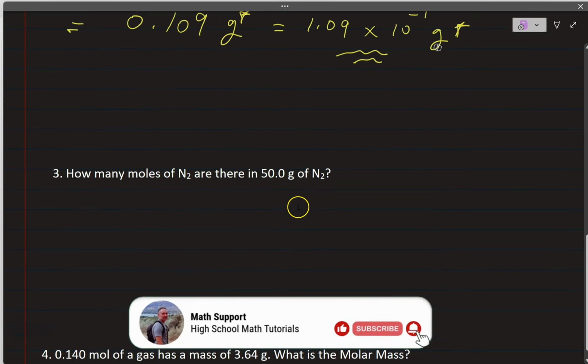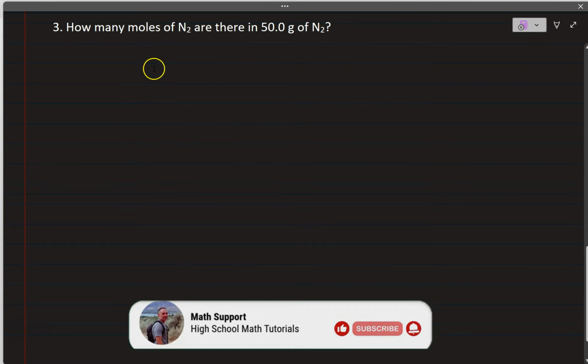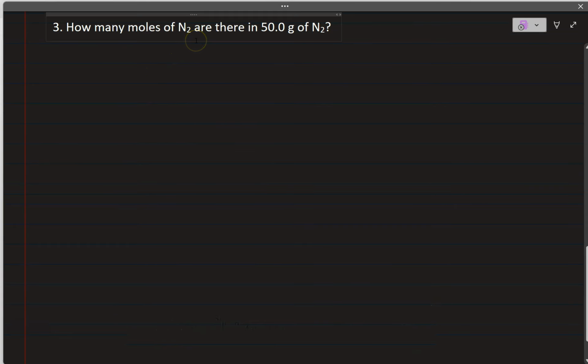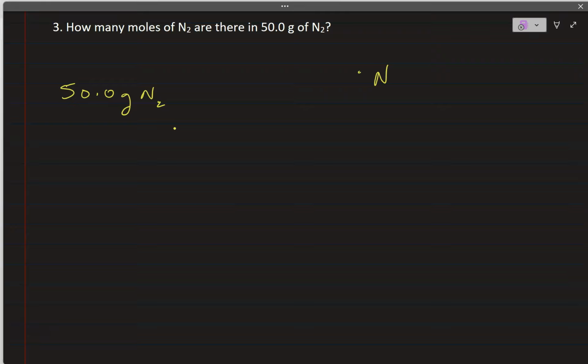Okay, next question. Let's look at this question. How many moles of nitrogen N2, this is a nitrogen gas, are there in 50.0 gram of N2? All right, so now we have 50 grams of N2. Now, let's go to the molar mass of N2. So we have 2 nitrogens, and the molar mass of nitrogen, that's 2 times 14, which is 28.0 gram.